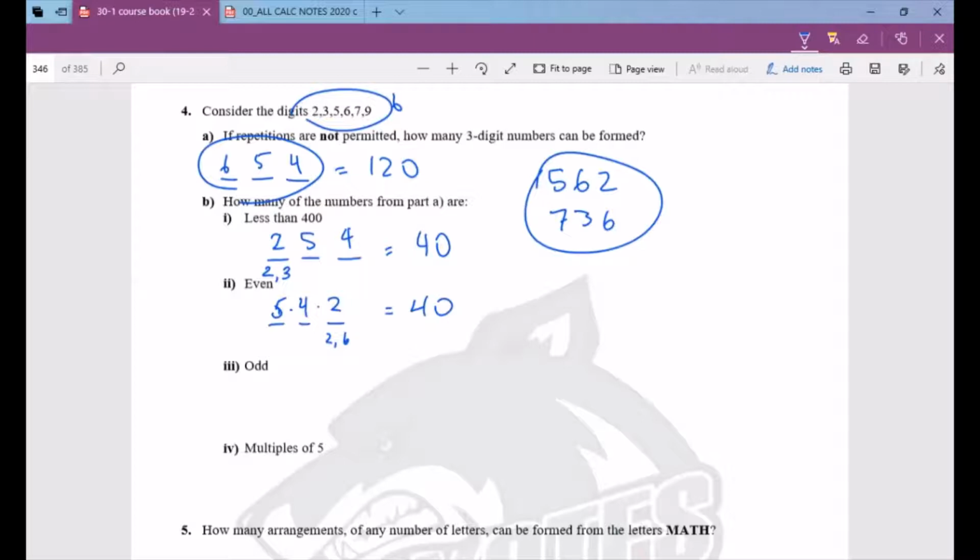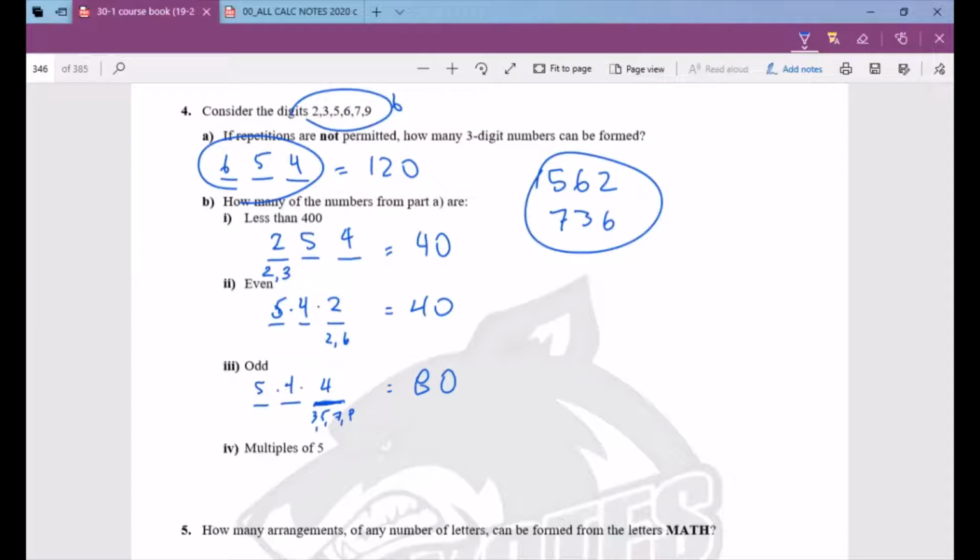Odd numbers, how many odd numbers could we make out of these? Now, a couple different ways of looking at this. Again, quite simply, this last number can be a 3 or a 5 or 7 or a 9. So we actually have 4 choices for there. Once you've made your choice, you still, out of 6 numbers, 1 number is gone. So this is 5 choices, and then 4 choices for this last one. We multiply this together. This gives us 80 different odd numbers.